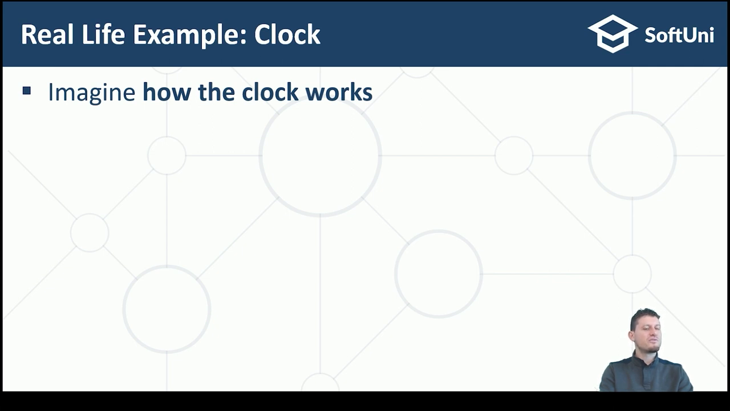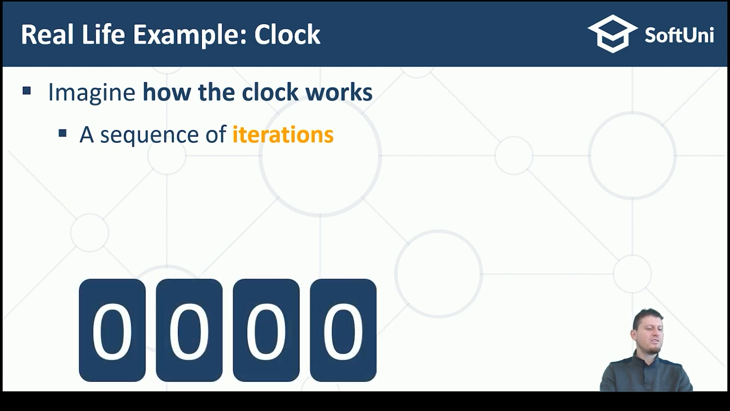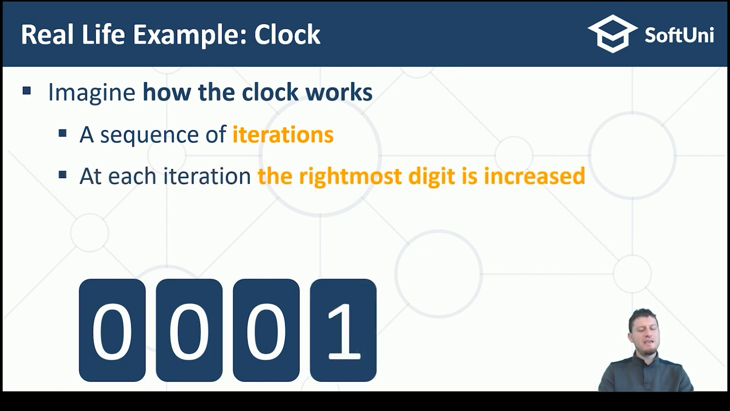or other digital screens. It works as a sequence of iterations. So assume this is the clock, or this is the car fuel indicator, or some kind of measurement. If 1 second passes, this will increase the rightmost digit. After one more second, it will increase the rightmost digit. This will repeat at each second, for example. Once it reaches 9, it works as the previous iteration, just increase the rightmost digit.